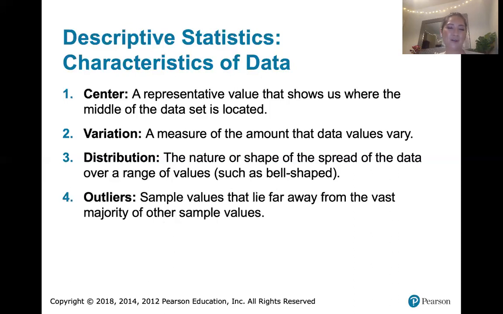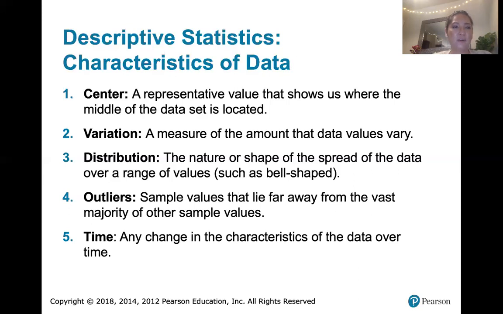We're also interested in outliers. Those are sample values that lie far away from the rest of the sample values. A number that's very high or very low might be an outlier. And then finally, we're interested in the way data changes over time. So those are all characteristics of data.